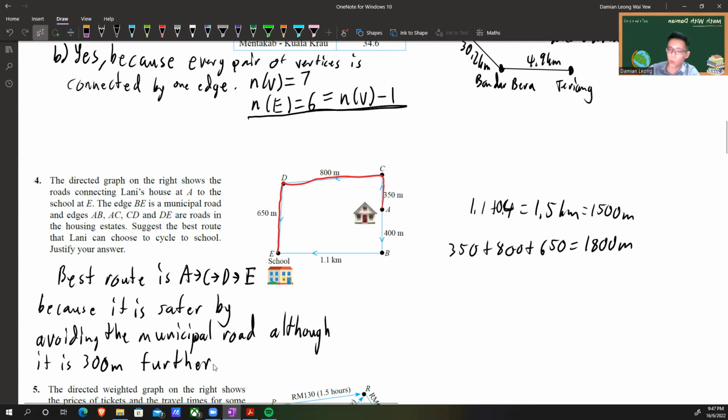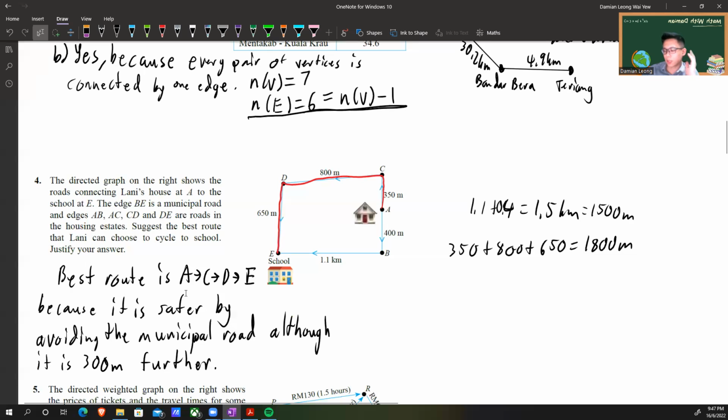Although it is 300 meters further, which is still a reasonable distance to cycle. 300 meters, if you cycle, really doesn't take long. Probably in 1 minute you will be able to reach, depending on how fast you cycle. So if you cycle slowly, maybe 1 minute plus, or maybe 2 minutes. But just an extra 2 minutes, and you go a safer route, definitely is a better way to choose.